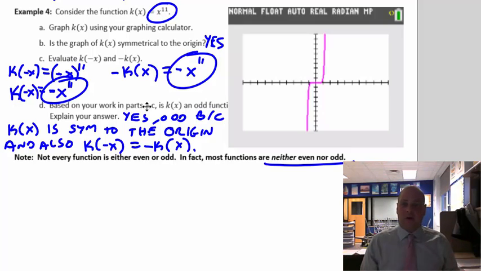So you may get asked a question, is the following function even, odd, or neither? And that's the kind of stuff we're going to have to do.